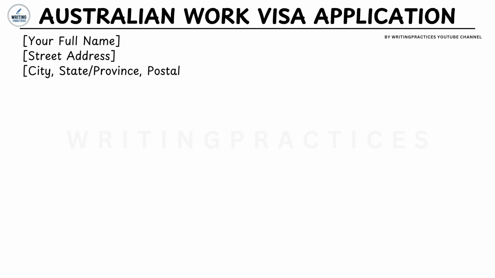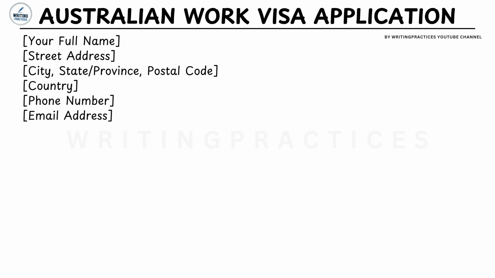Sender's information. This section contains your personal contact details. Example, James Alexander Morgan, 45 Maple Street, London SW1A 2AA, United Kingdom, +44 7911 567890, jamesmorgan@email.com. Make sure your contact details match your passport and supporting documents.